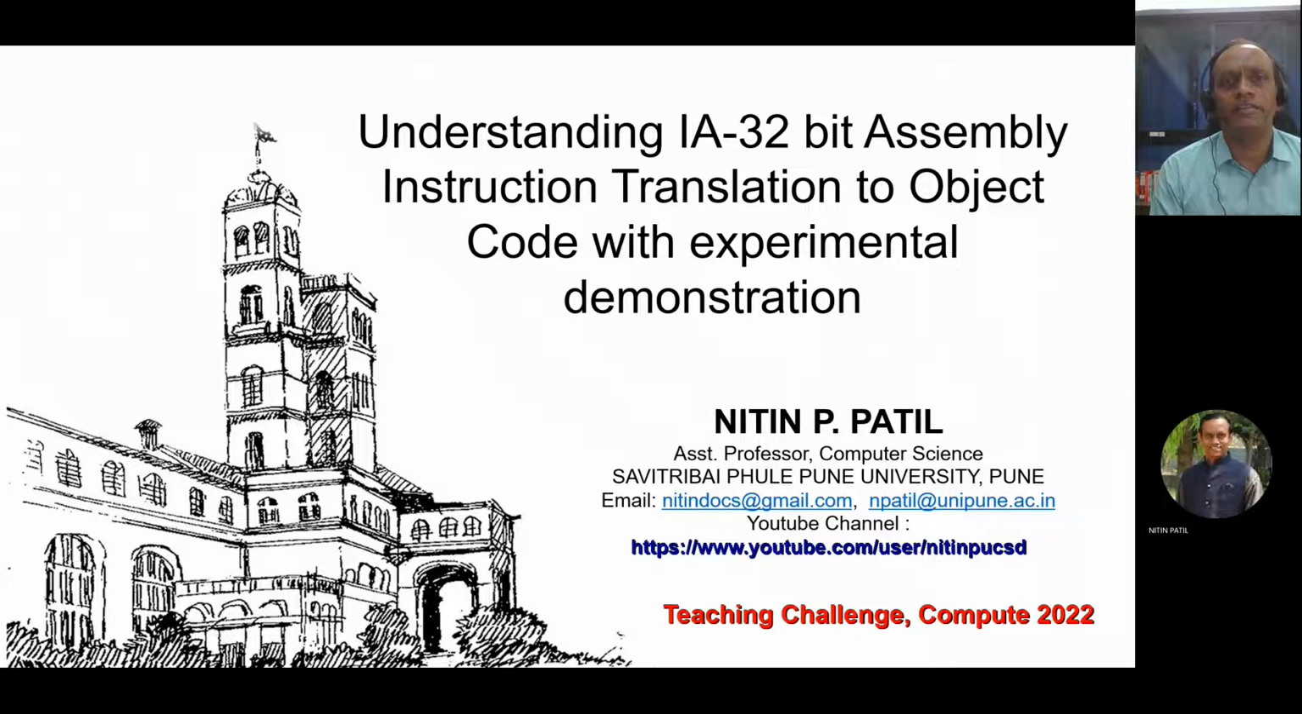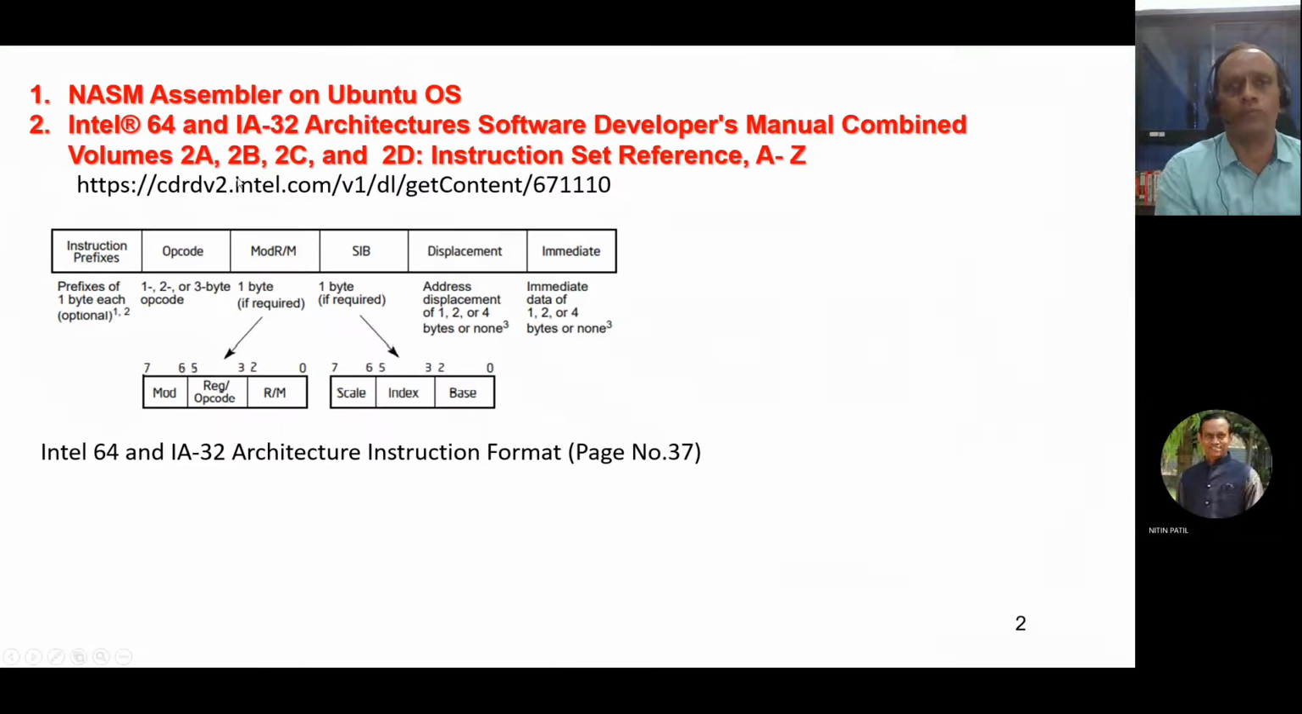I'll be delivering this session to understand IA-32 assembly instruction translation to object code by making use of some experimental demonstrations. To do so, I am going to make use of the NASM assembler on the Ubuntu operating system. Besides that, I would be referring to an Intel manual available at the link added there. From that manual, we are going to make use of a few specific pages with respect to the example that I'm going to demonstrate to you.